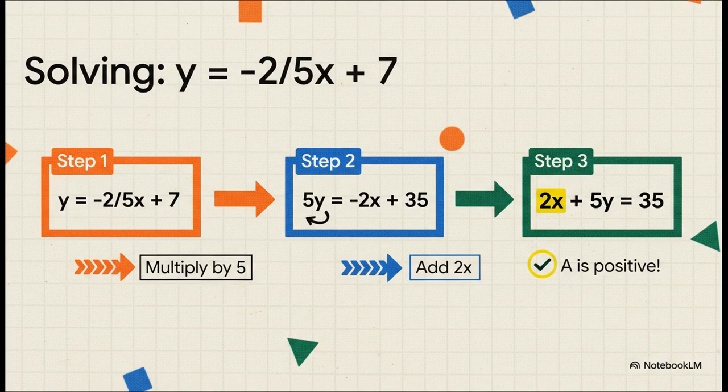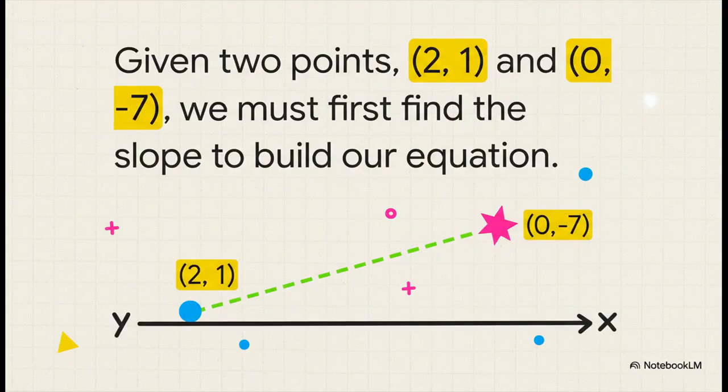All right, let's just follow our process. Step 1, that fraction has got to go. To get rid of that 5 in the denominator, we multiply the entire equation by 5. That leaves us with 5y equals -2x plus 35. So far, so good. Step 2, group the variables. We need that x term on the left, so let's add 2x to both sides. Now we have 2x plus 5y equals 35. And finally, step 3, the final check. Is A positive? Well, it's 2, so yes, we are done. That's our final answer.